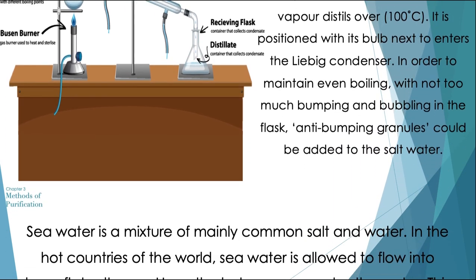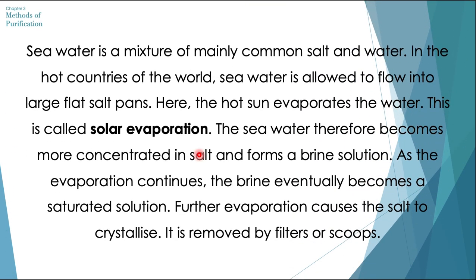Now, seawater is a mixture of mainly common salt and water. In the hot countries of the world, seawater is allowed to flow into large flat salt pans. Here, the hot sun evaporates the water, and so this is called solar evaporation. The seawater therefore becomes more concentrated in salt and forms a brine solution. As the evaporation continues, the brine eventually becomes a saturated solution, and further evaporation causes the salt to crystallize. It is then removed by filters or scoops. Through solar evaporation, very big crystals are formed because it is slow.